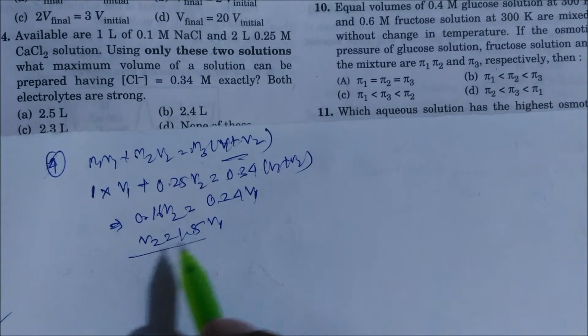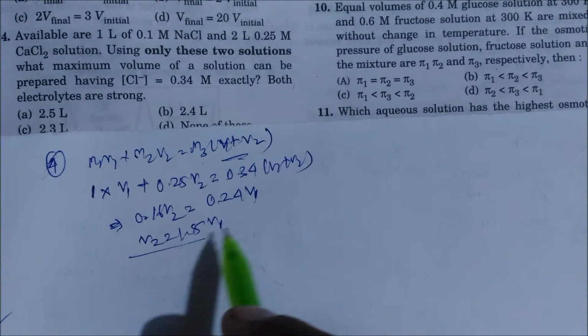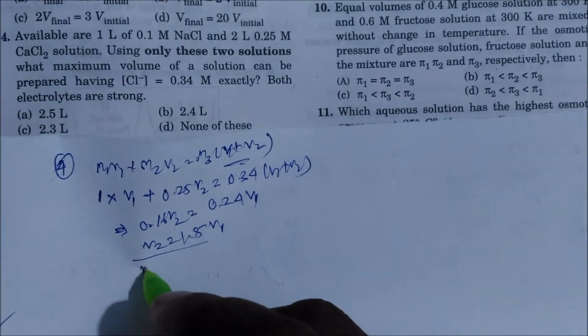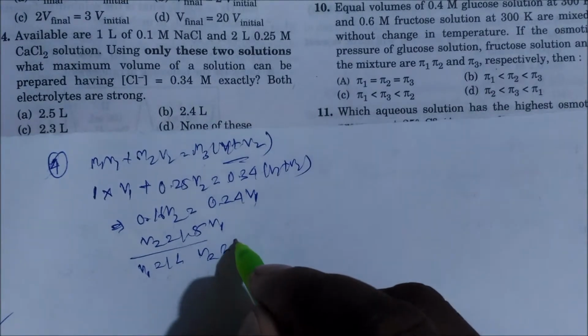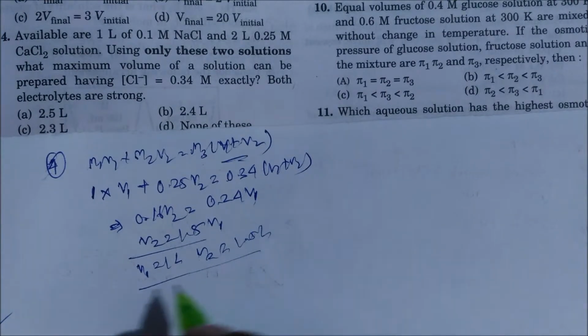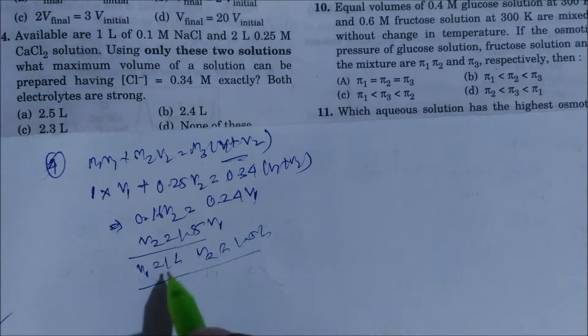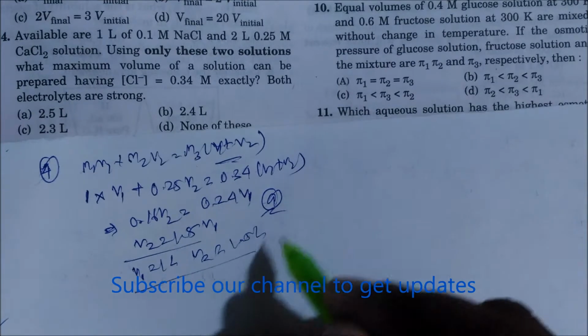Means V1 plus V2 is how much? It is 2.5 liter. V1 plus V2 will be 2.5 liter. So what is the V1? So V1, if you take 1 liter, and V2 is equal to 1.5 liter. So this is the ratio. The total volume will be how much? It will be your 2.5 liter. So answer, if you see carefully, answer is our A.